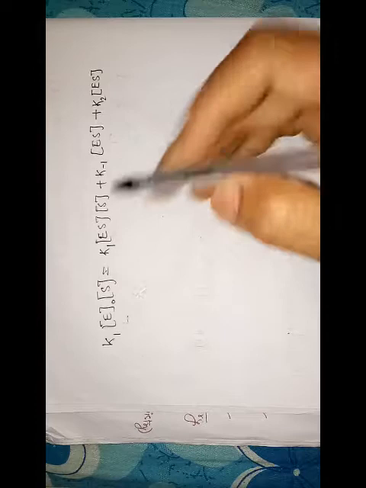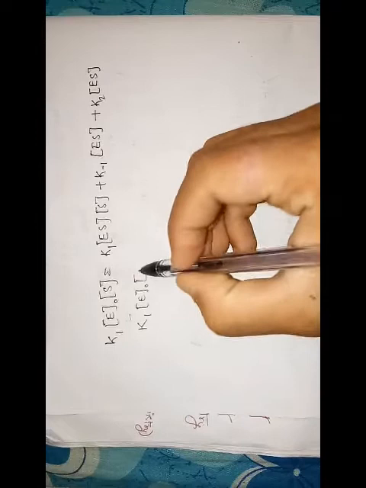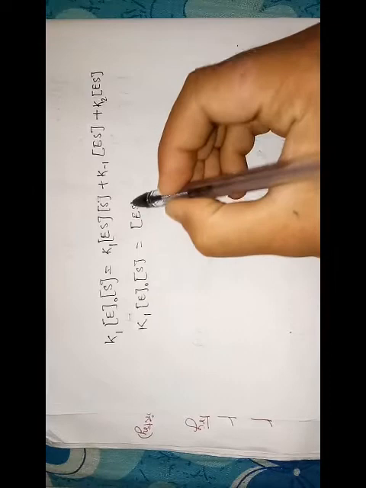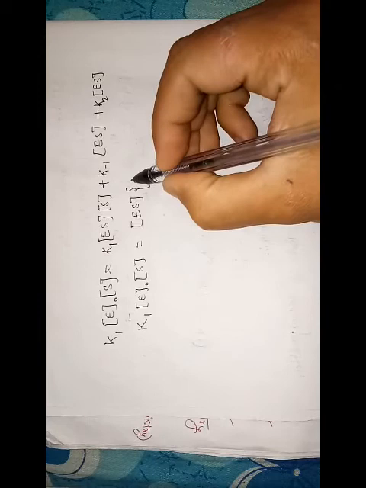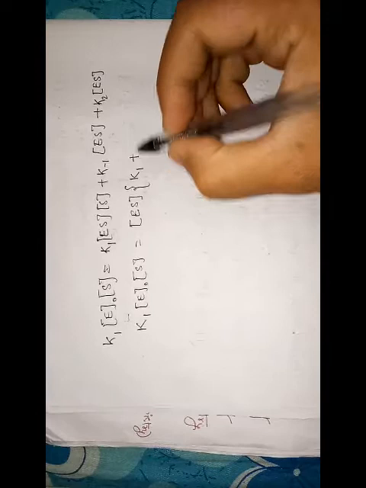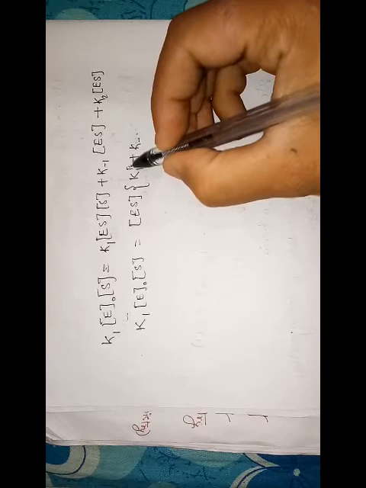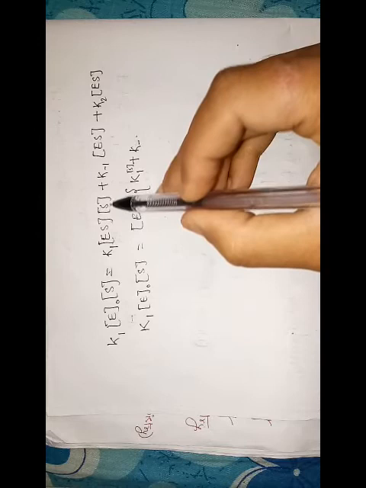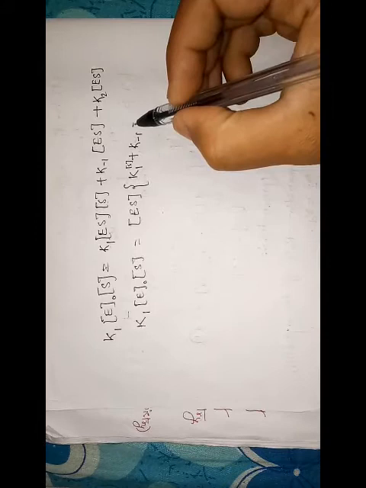So we will take ES common from these three terms which are on the right hand side. If we take ES common, then we are going to get k1, here we have concentration of S. If we take common, then here k1 concentration of S will be remaining. So here it will be k1 concentration of S plus k minus 1 plus we have k2.